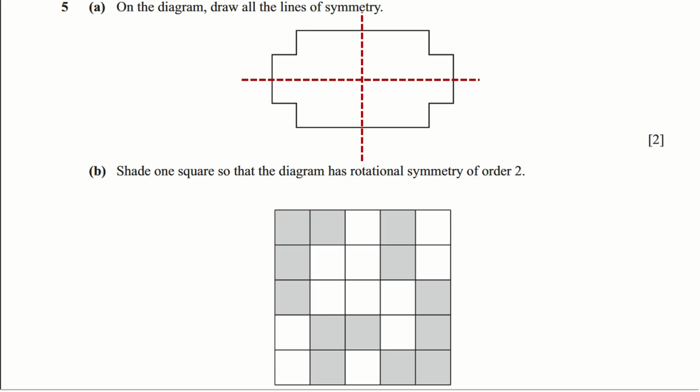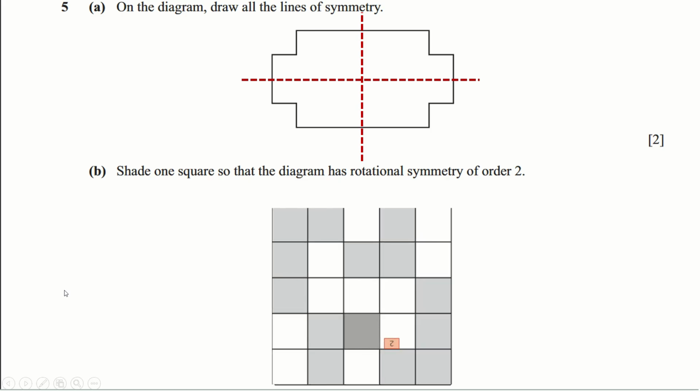B, shade one square so that the diagram has rotational symmetry of order 2. So we can see there was a square here and we're going to shade down. Let's see if it has rotational symmetry of order 2. We rotate it. Yeah, we got 2.